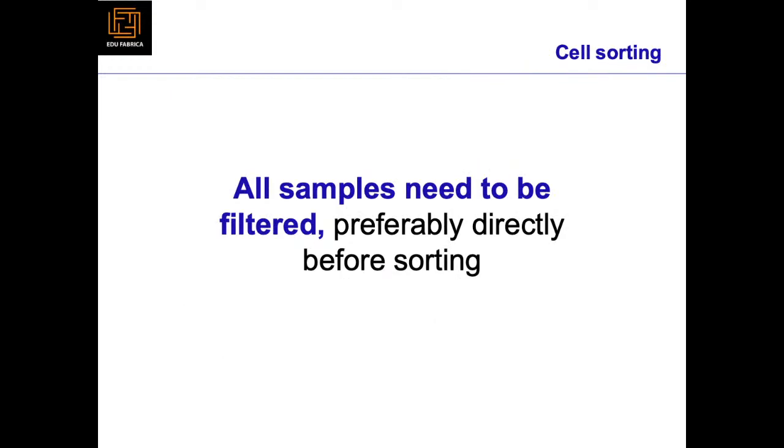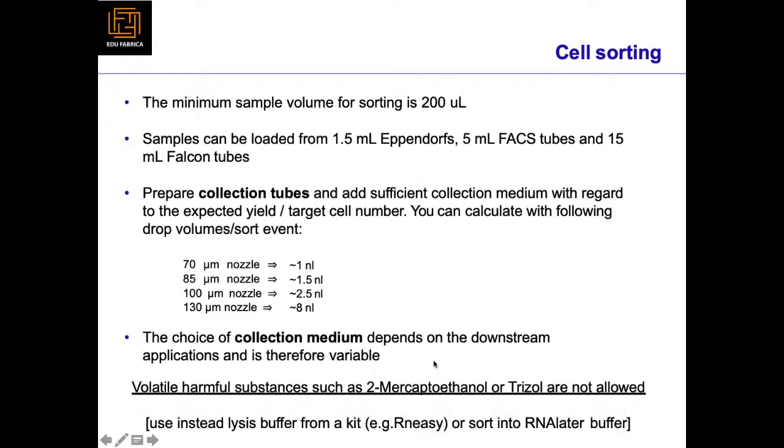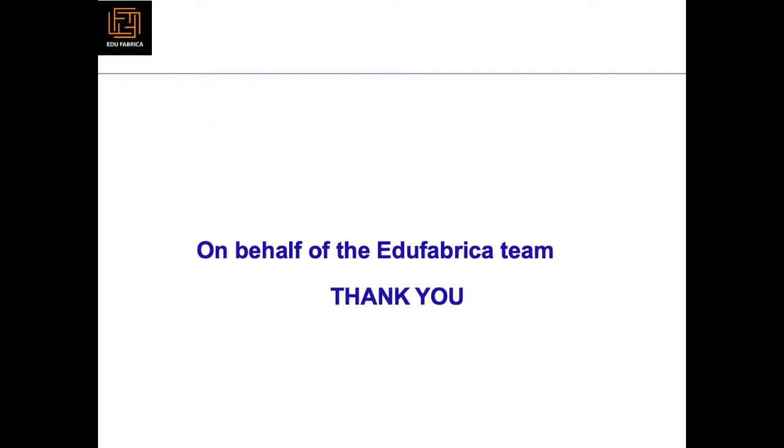So all samples need to be filtered directly before sorting. You can use a 70 micrometer, 85 micrometer, or 100 micrometer nozzle. So in summary, we have understood how the analyzers and the sorter work. We can sort from the smallest to the largest particles, and how the fluorochrome panel works in order to configure the optical configuration. Prepare your samples following the guidelines. Do not forget to use controls, and bring appropriate collection media for the downstream technique.